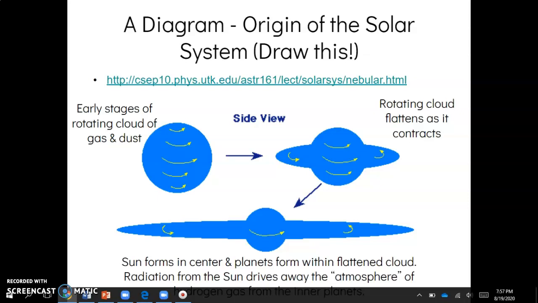We are going to talk more about the Big Bang Theory tomorrow as well. But this is just your intro to astronomy. And it's a lot to think about because our universe is very big.